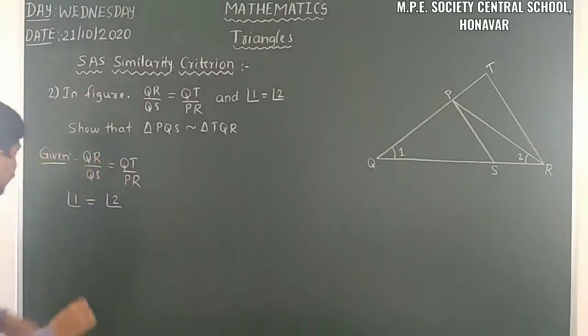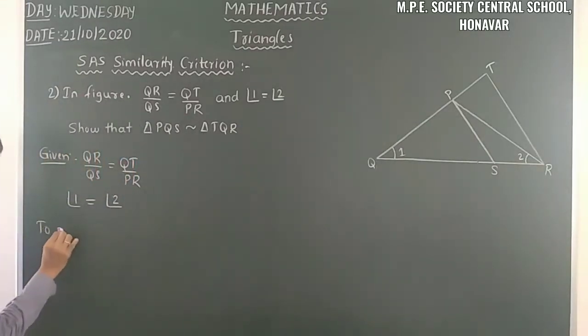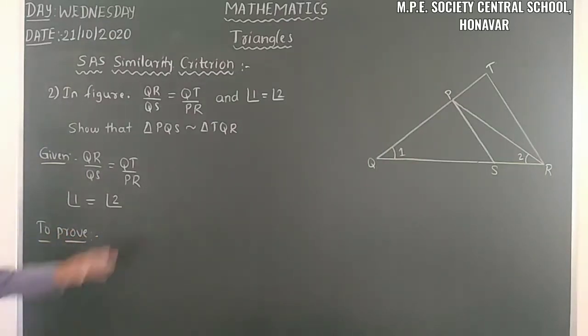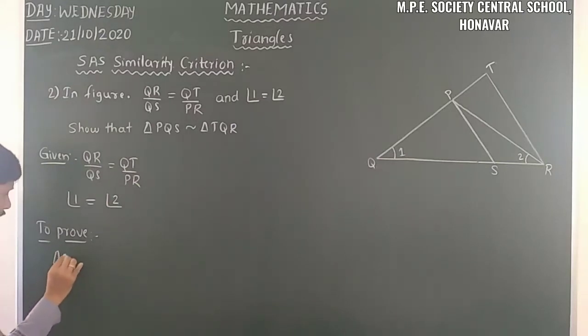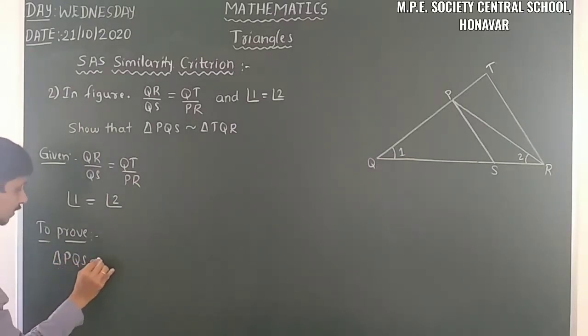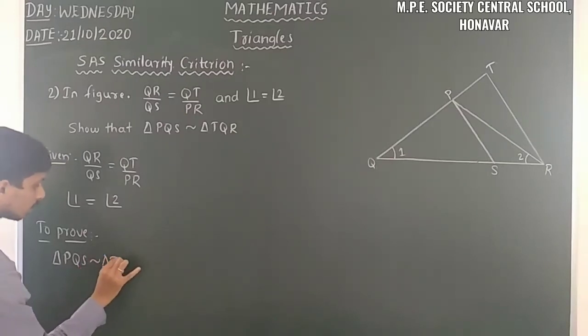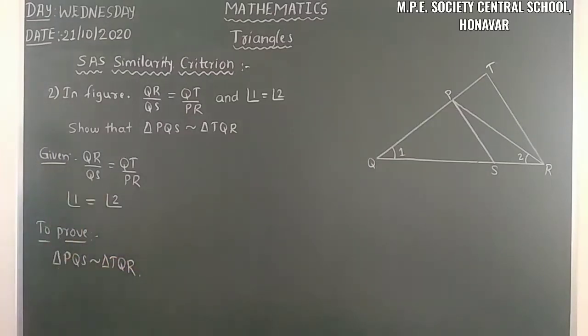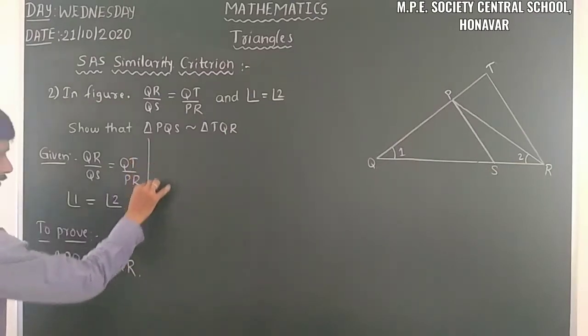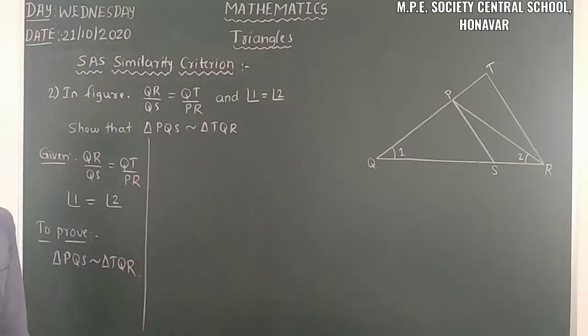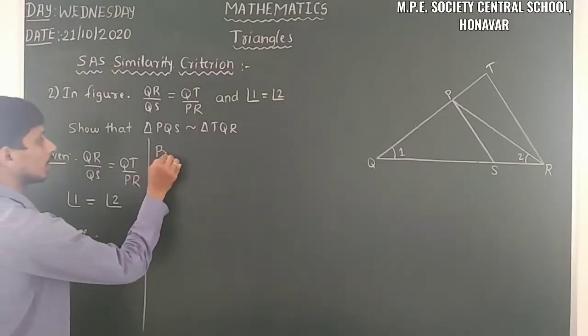So what we have to do here is prove triangle PQS is similar to triangle TQR. So then we have to take the proof part.